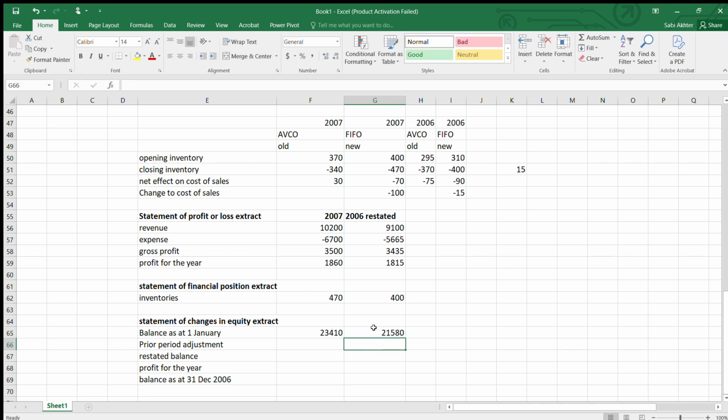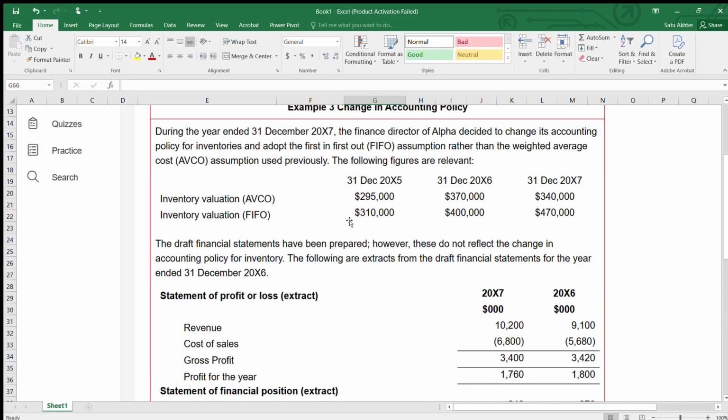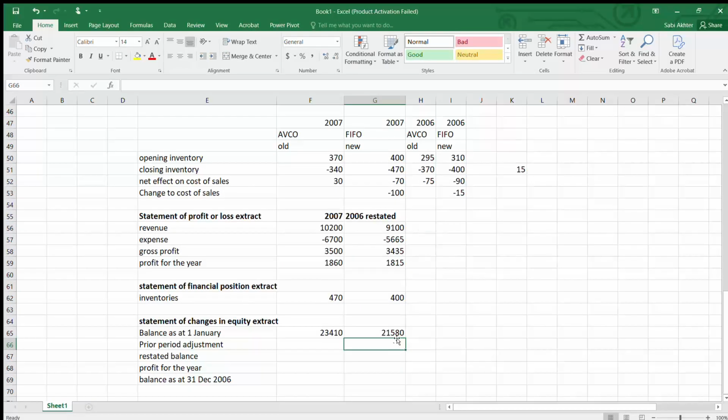Of course, here also you will adjust, but it comes under prior period adjustment. Okay, for 2006, that prior period adjustment was this that we have talked about. That is, look at your 31st December 2005 valuation under AVCO and FIFO. Under AVCO it is 295 and FIFO is 310. The difference is 15,000. So that 15,000 is your prior period adjustment that you will add here now. 15 you will add. Okay.